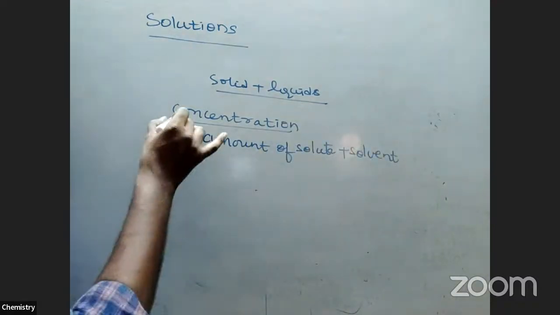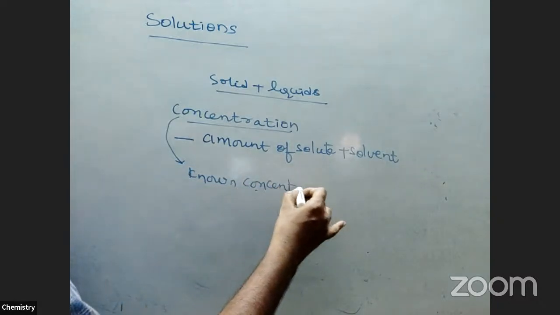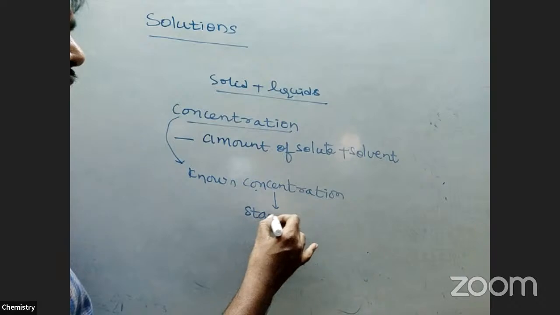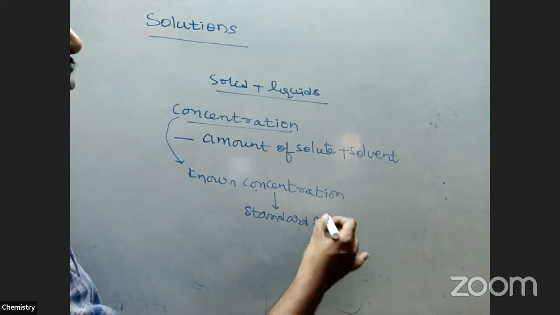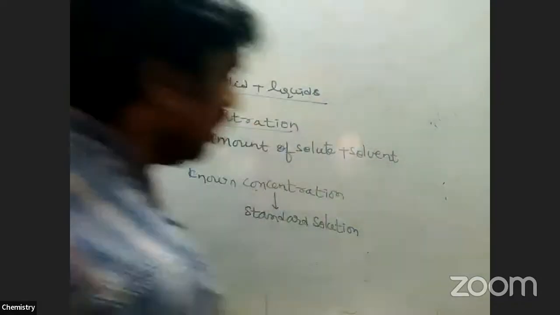If you know the concentration, known concentration solutions are called, what is the nature of this solution? We can call it standard solutions. If you know the concentration of a solution, it is called a standard solution. These standard solutions are generally used in chemical laboratories and chemical industries.